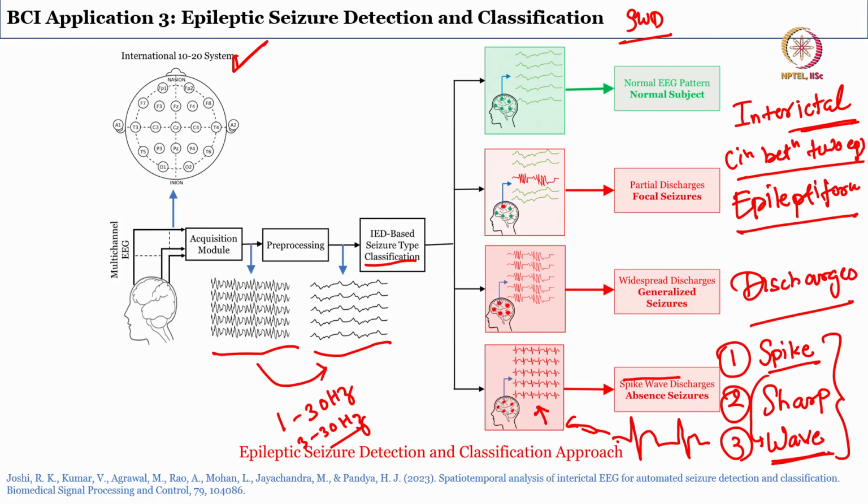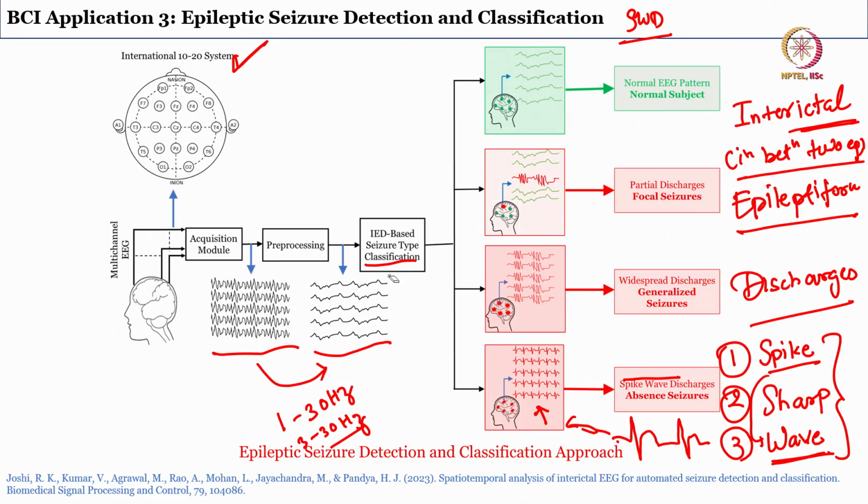Again, we were talking about IEDs. I told you all, they are discharges, all these are neuropotentials. What are these IEDs? Spike, sharp, wave, etc. and combinations of that, in order to identify what kind of combination I am talking about. To exemplify that, I mentioned SWD, that is your spike wave discharge. So I believe it is now easy to interpret what IED based seizure type classification is.